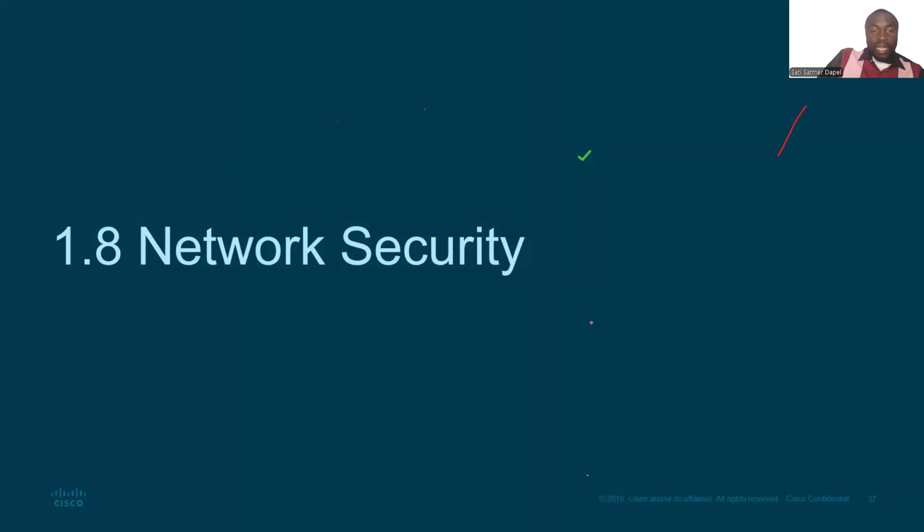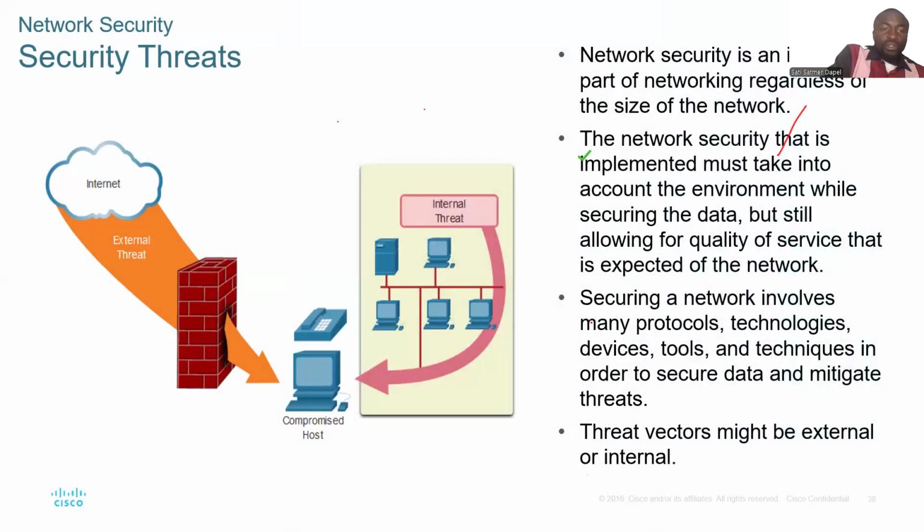Then we will finally look at network security. Security threats. Network security is an integral part of networking, regardless of the size of the network. The network security that is implemented must take into account the environment while securing the data, but still allowing for the quality of service that is expected of the network. Securing a network involves many protocols, technologies, devices, tools, and even techniques in order to secure data and mitigate threats. Threat vectors might be external or internal.